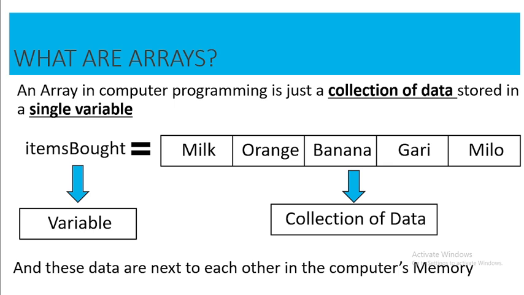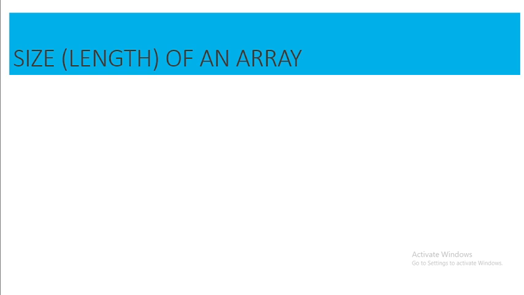A collection of data in the computer's memory is placed next to each other. After milk, the computer creates a location for milk, the next location is for orange, the next for banana, the next for gari, and the next for milo. These data are next to each other in the computer's memory.